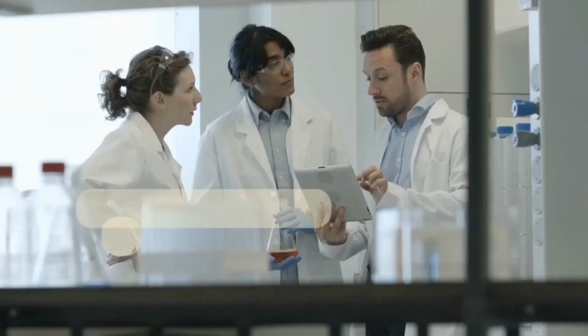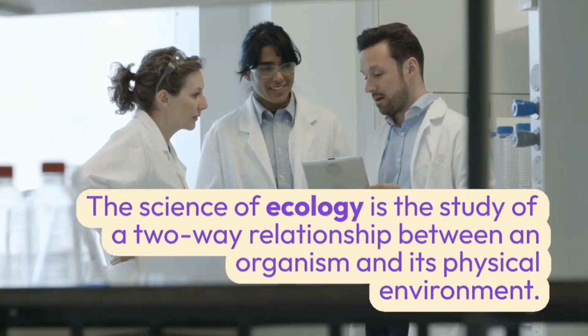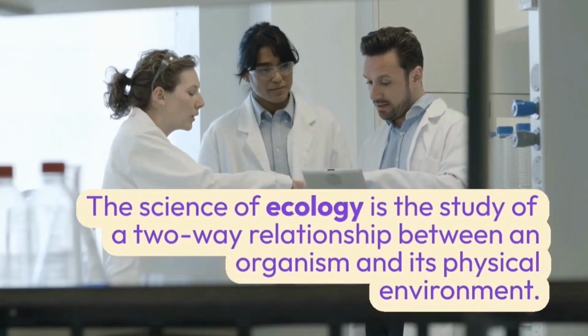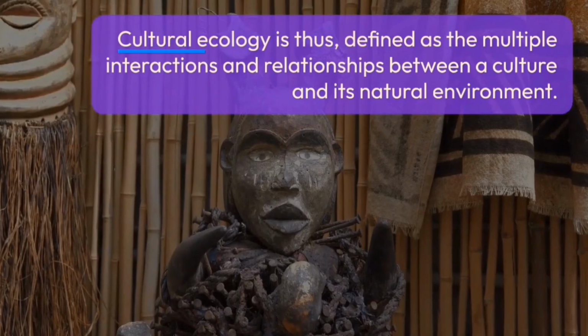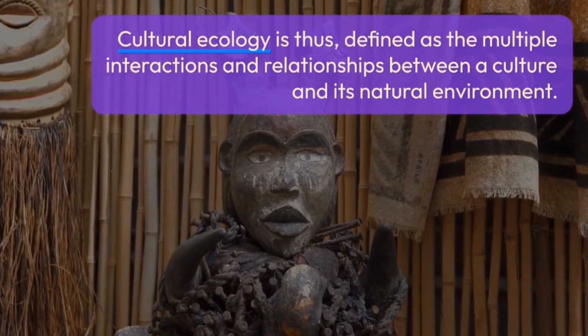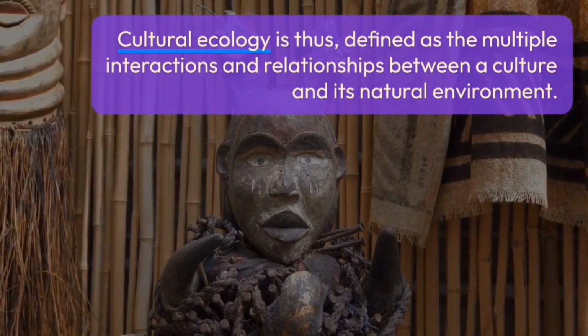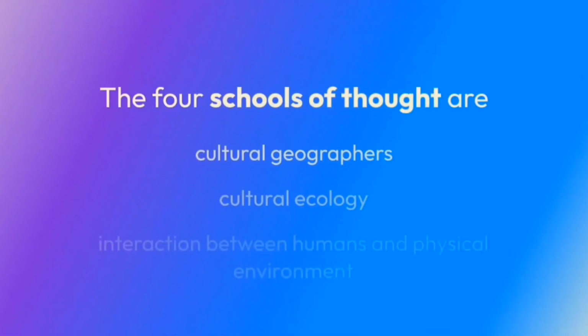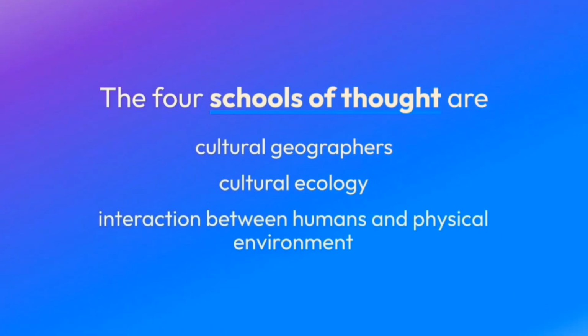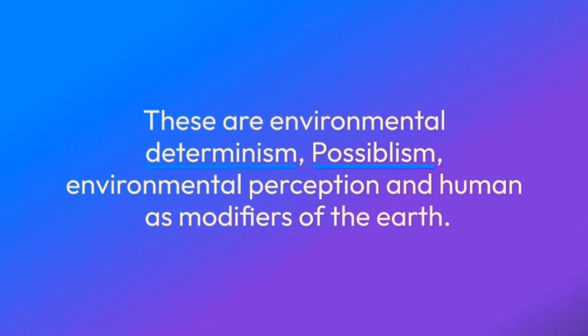Cultural ecology. The science of ecology is the study of the two-way relationship between an organism and its physical environment. Cultural ecology is thus defined as the multiple interactions and relationships between a culture and its natural environment. Four schools of thought have been developed by cultural geographers on cultural ecology, or on the interaction between humans and the physical environment. These are environmental determinism, possibilism, environmental perception, and humans as modifiers of the earth.